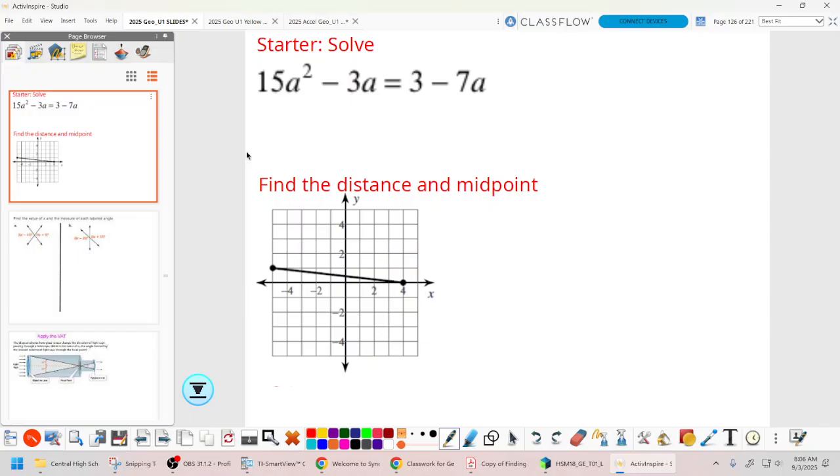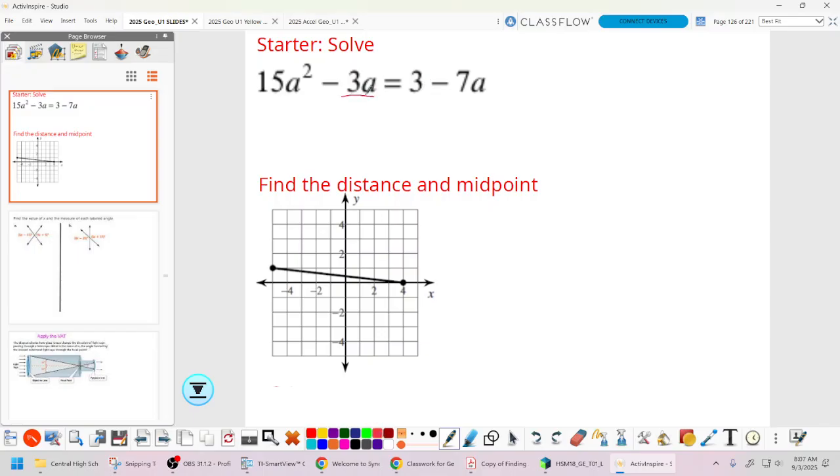So hopefully you're keeping up with your notes, studying, looking over homework that we've done in the past. You'll need to be able to solve quadratics on there, like this one, as well as distance and midpoint, and I'll talk to you about a bunch of other things as well.